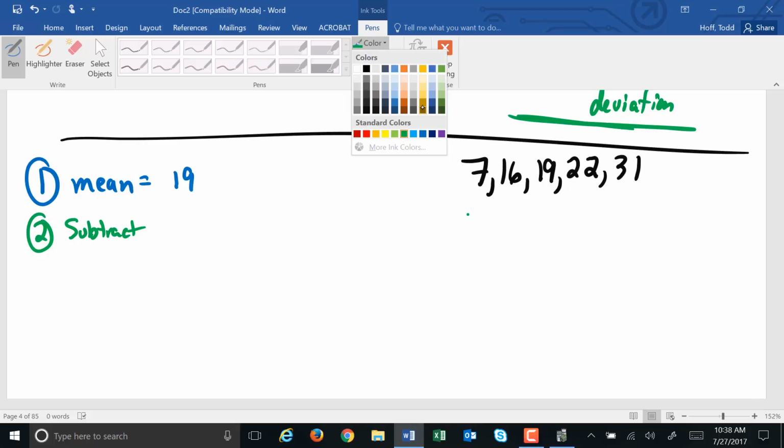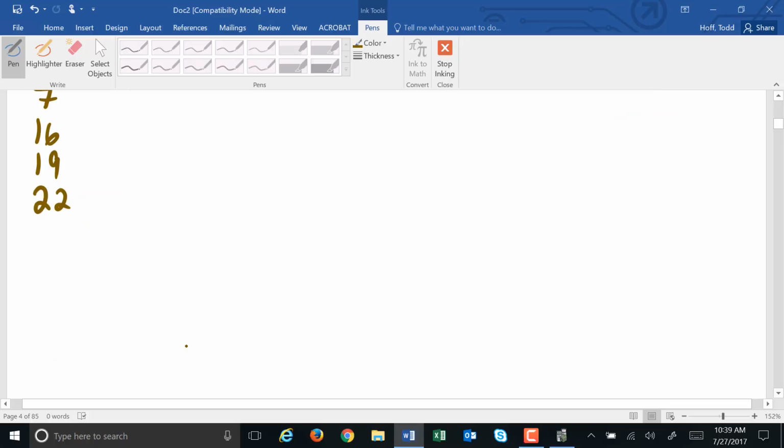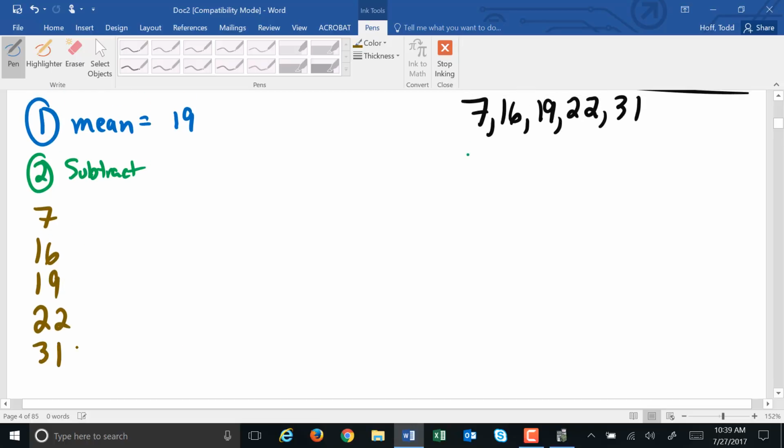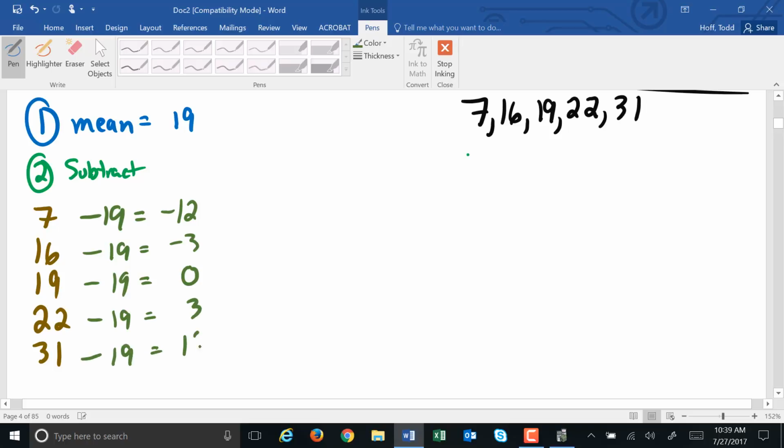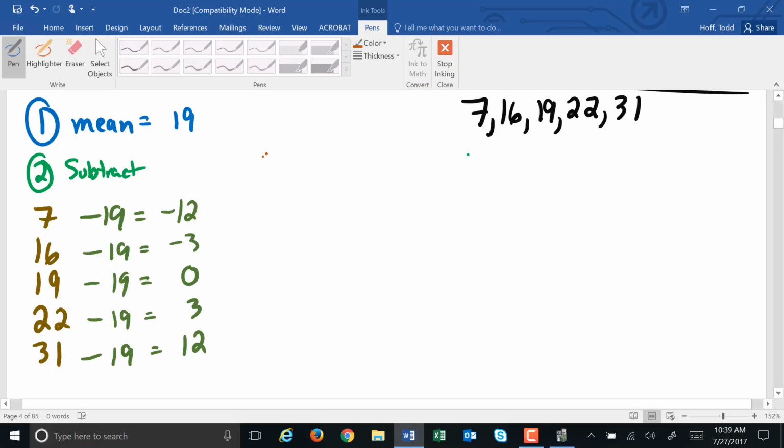Subtract the mean from each. So we've got the 7, 16, 19, 22, and 31. And we will be subtracting 19. 7 minus 19 is negative 12. 16 minus 19, negative 3. 19 minus 19, 0. 22 minus 19 is 3. And 31 minus 19 is 12.